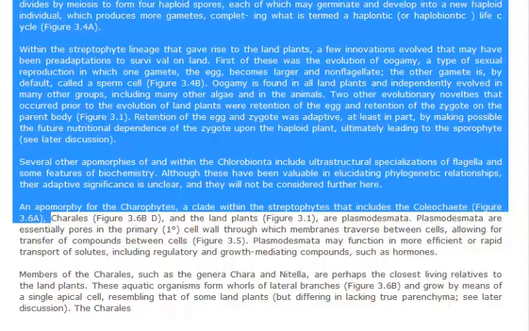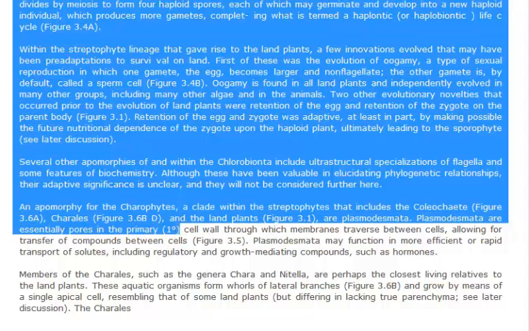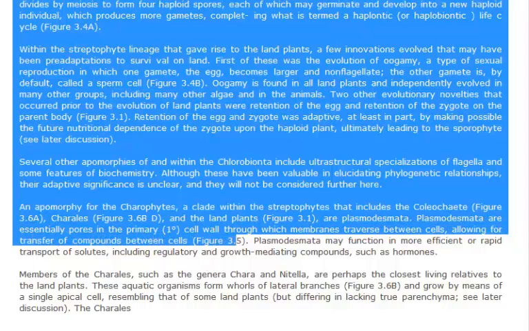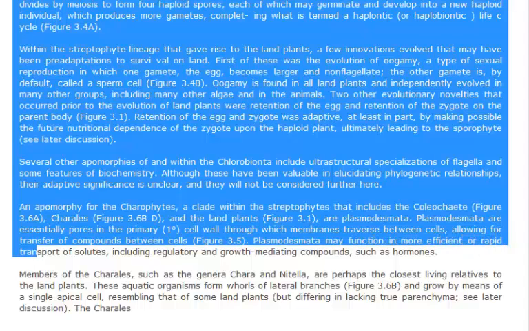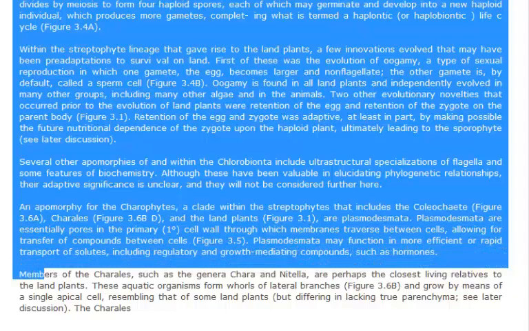An apomorphy for the charophytes, a clade within the streptophytes that includes the Coleochaetes, Charales, and the land plants, is plasmodesmata. Plasmodesmata are essentially pores in the primary cell wall through which membrane traverses between cells, allowing for transfer of compounds between cells. Plasmodesmata may function in more efficient or rapid transport of solutes, including regulatory and growth-mediating compounds such as hormones.